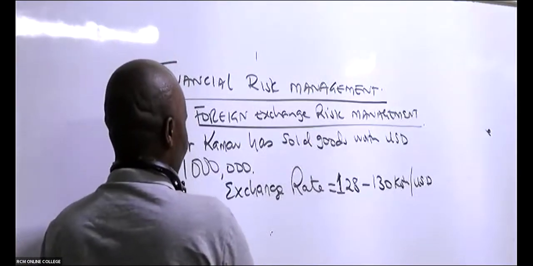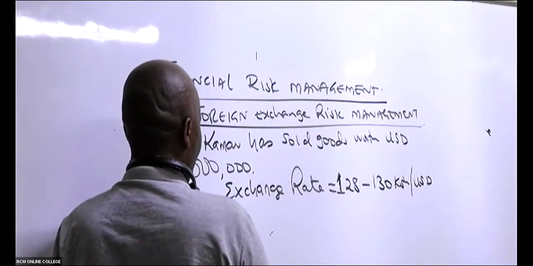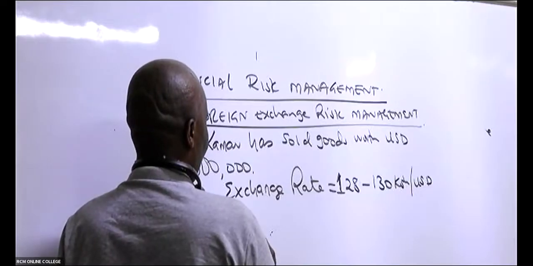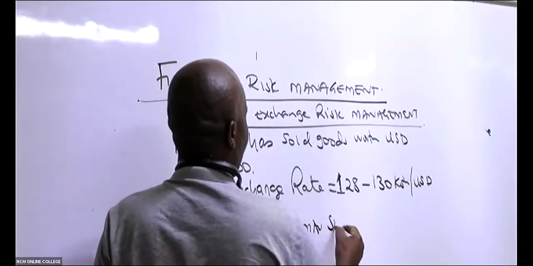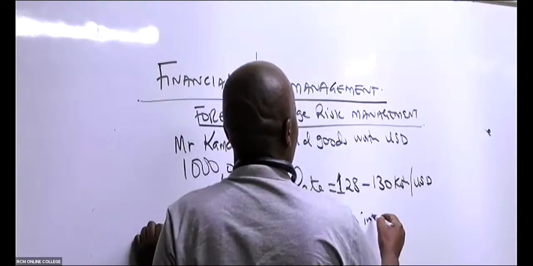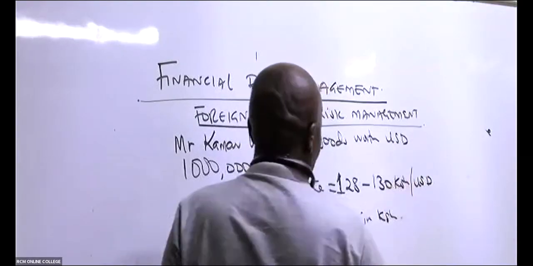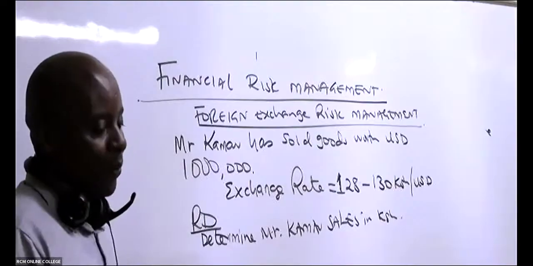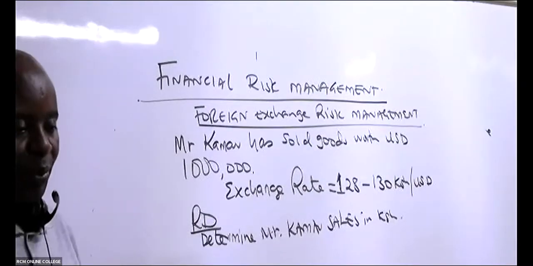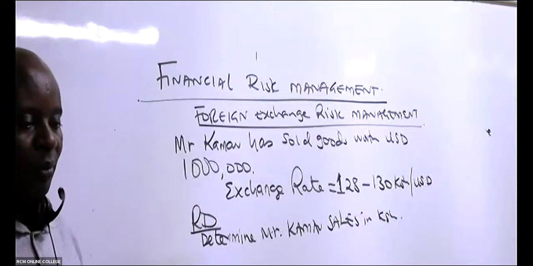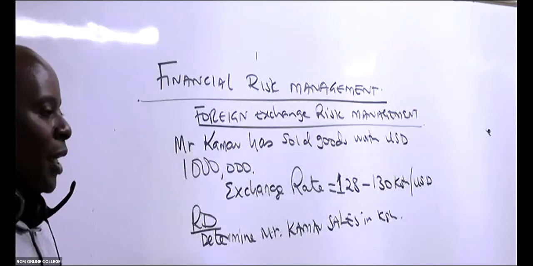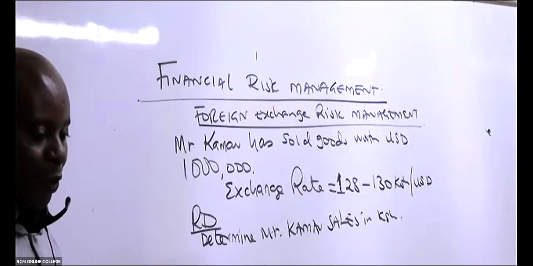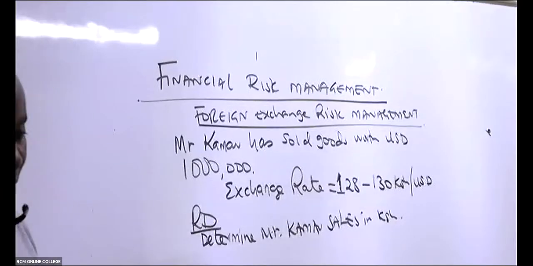So we are required to determine Mr. Kamau's sales in Kenya shillings. Have you written this before I do the introduction of this topic? Before I do the introduction to this topic, I want us to solve this question. Mr. Kamau has sold goods worth US dollars 1 million. Exchange rate given there is 128, 130 Kenya shillings per US dollar.